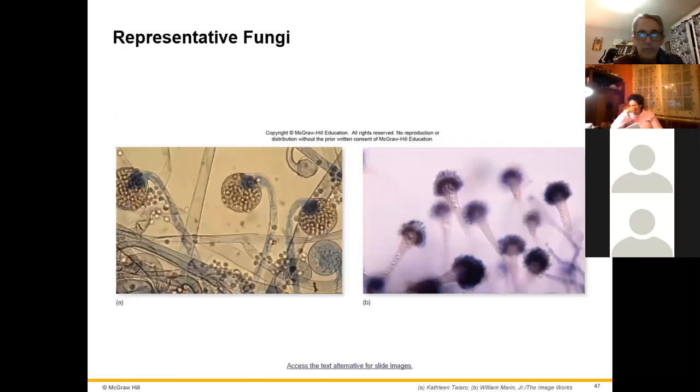So these are actual pictures of the fungi. The one with the spores in the sac, and the one with the spores not enclosed in a sac, being released into the environment. And these are the branching hyphae of the mold.